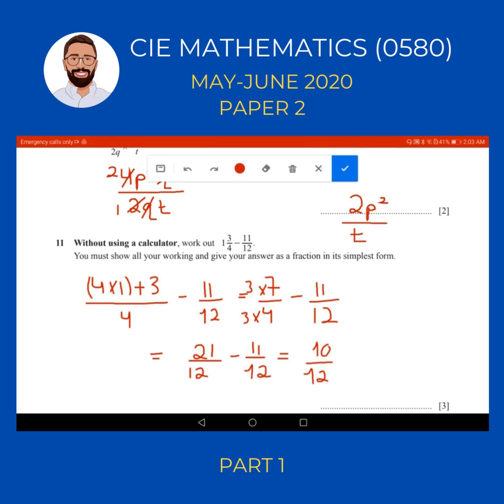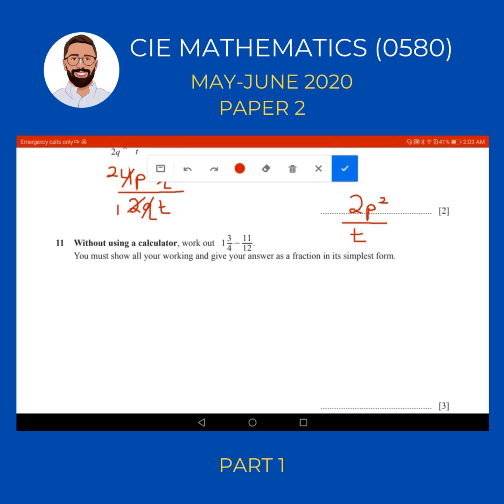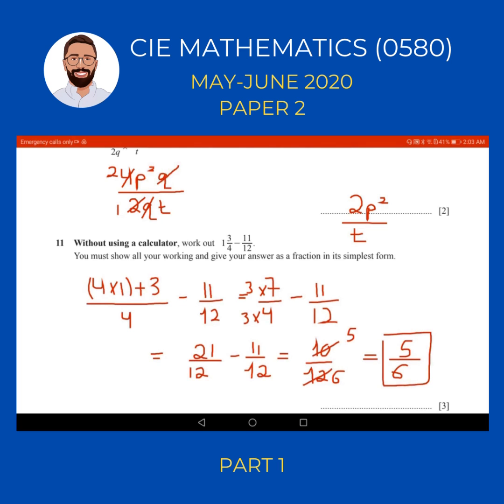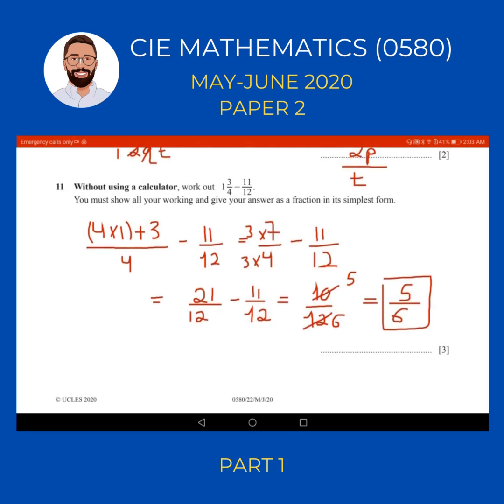Now, if you leave your answer as 10 over 12, you will lose 1 point, because 10 over 12 is not the simplest form that you can get. If you divide 10 by 2, you will get 5, and if you divide 12 by 2, you will get 6. So the final answer is 5 over 6. So that was question 11.